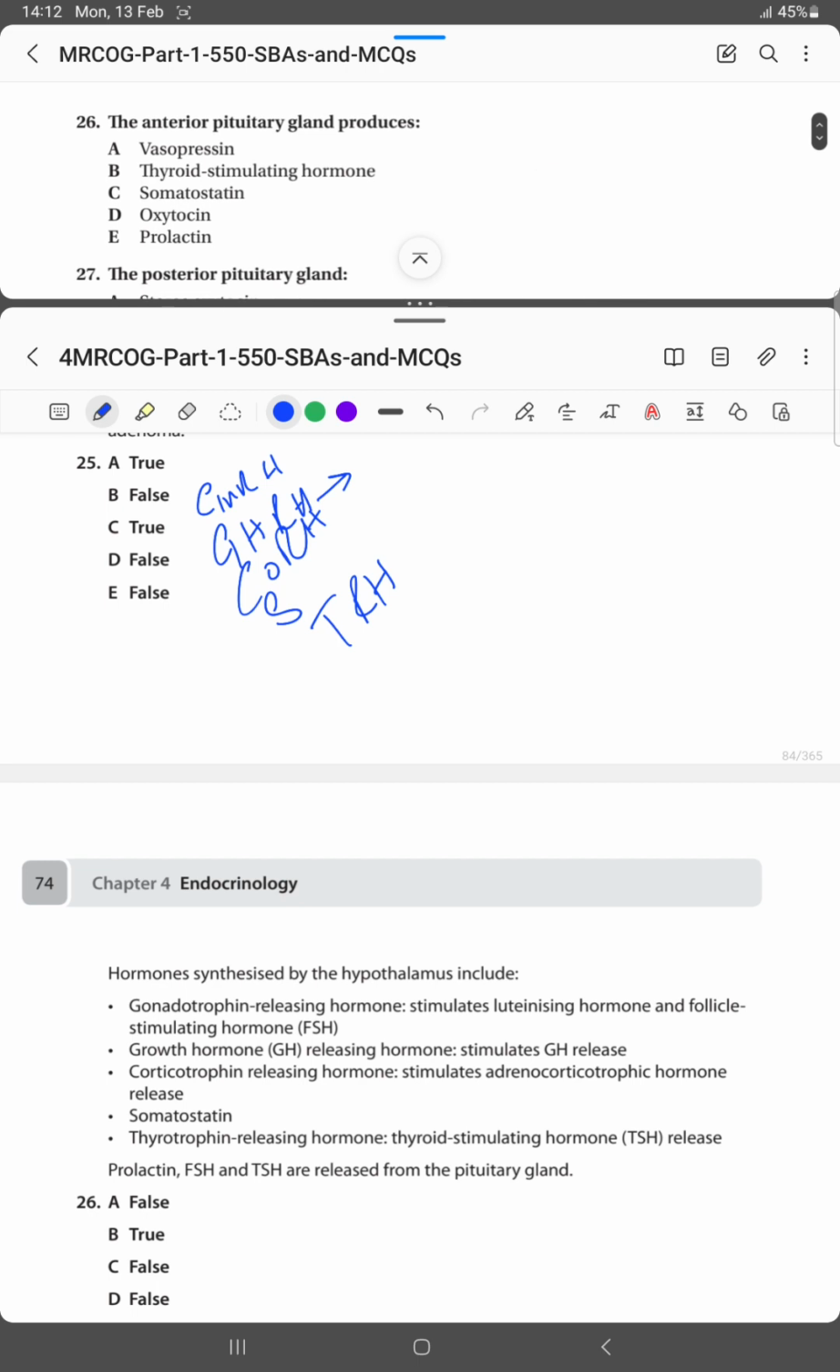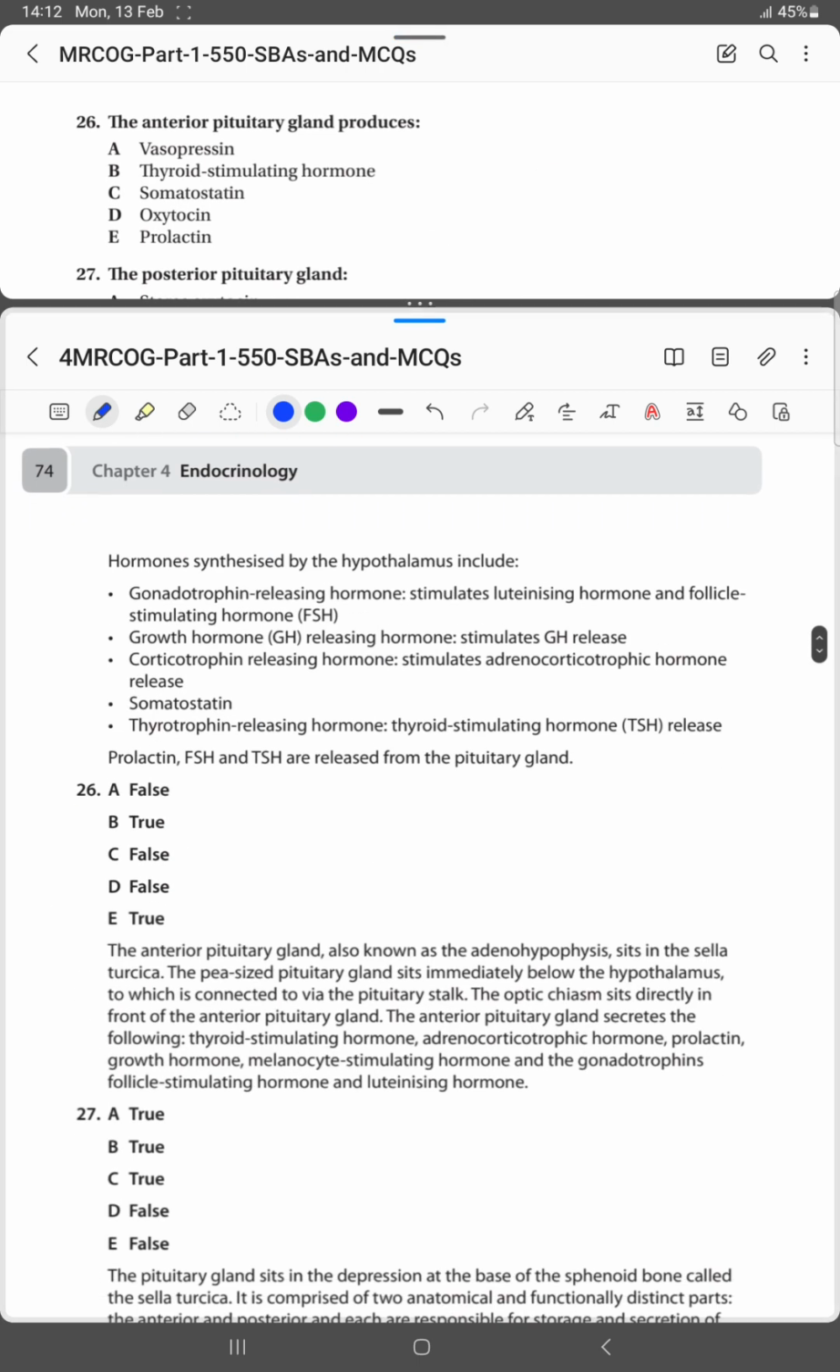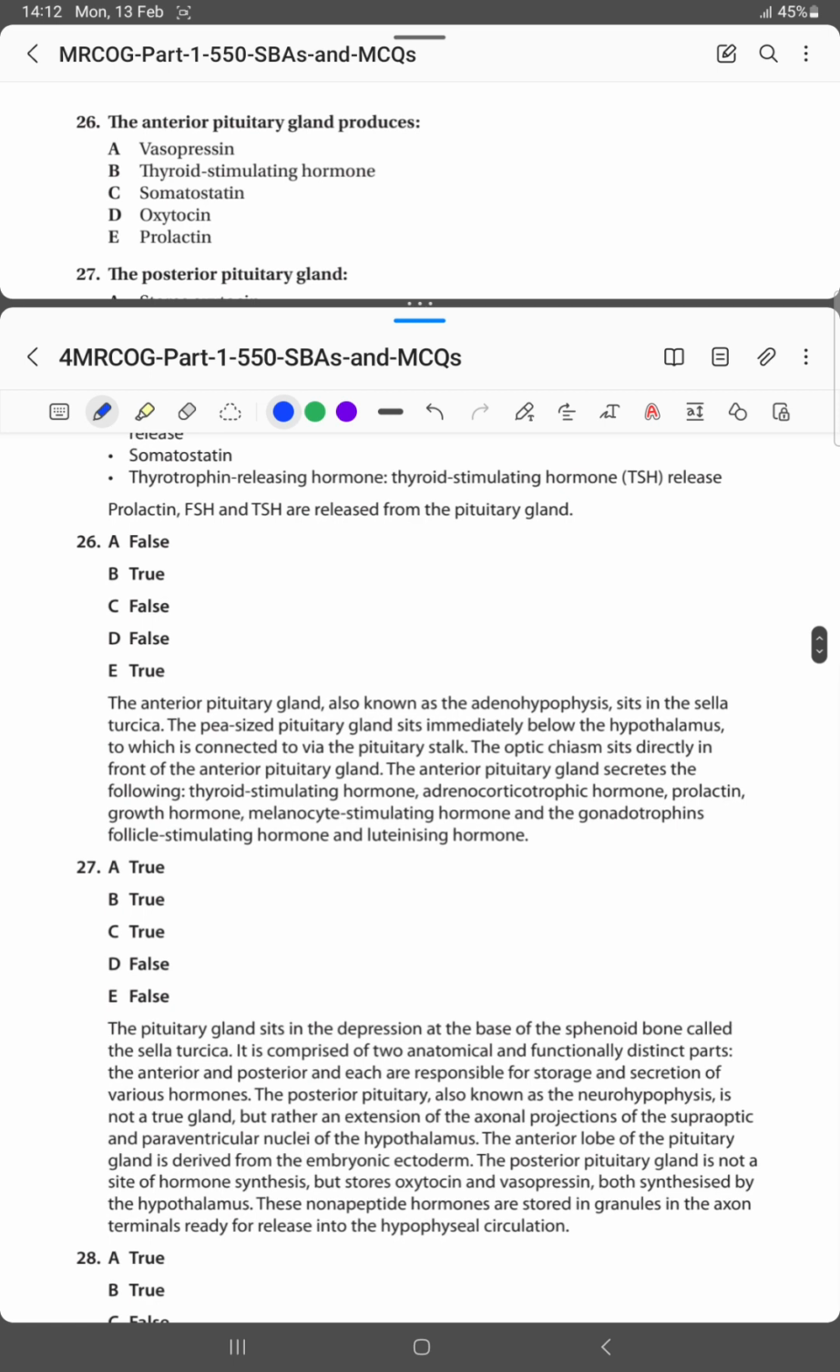Now the next question is regarding the anterior pituitary gland. The anterior pituitary gland is also known as the adenohypophysis, and it sits in the sella turcica. The pea-sized pituitary gland sits immediately below the hypothalamus, to which it is connected by the pituitary stalk. The optic chiasma sits directly in front of the anterior pituitary gland. The anterior pituitary gland secretes the following: thyroid stimulating hormone, adrenocorticotrophin hormone, prolactin, growth hormone, melanocyte stimulating hormone, and the gonadotrophins, follicle stimulating hormone and luteinizing hormone.